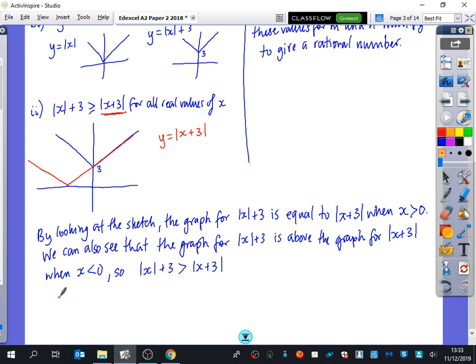Putting these bits together, this means for all values, the modulus of x plus 3 is either greater than or equal to the modulus of x, plus 3. Because you can see here it's equal to it when x is greater than 0, and it is greater than it when it is less than 0. There are other ways of trying to explain that, but the graph is definitely the best way of us having a look at this one.